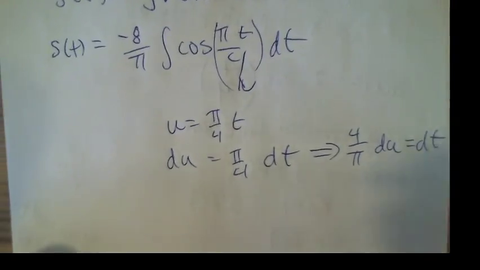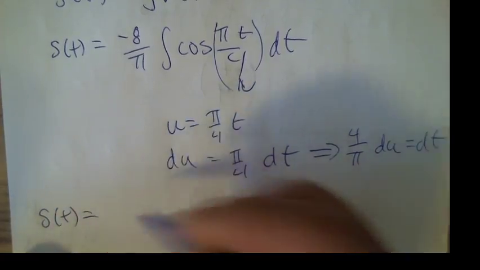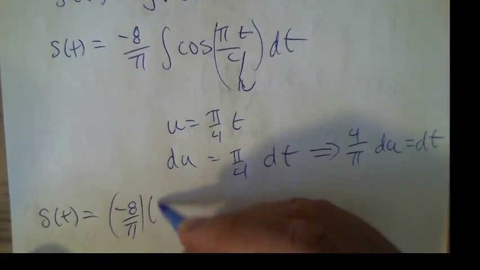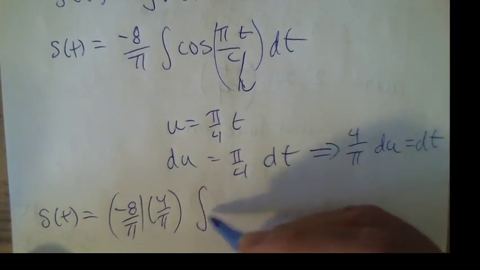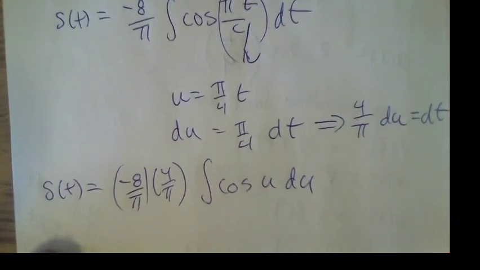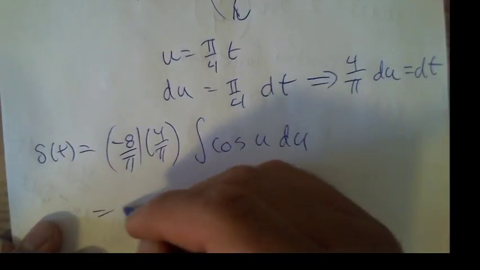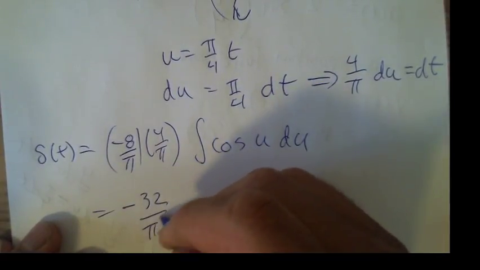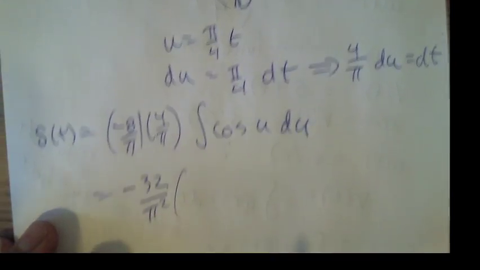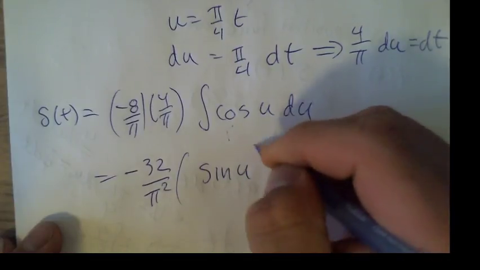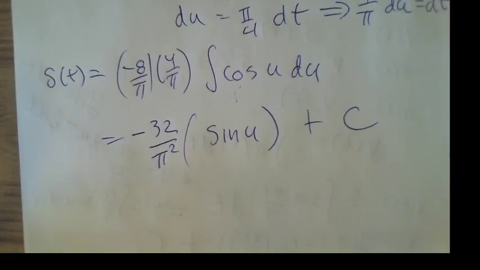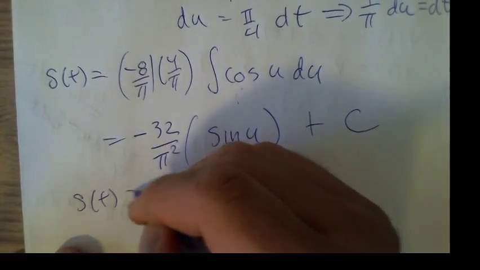So when I substitute, we're going to get negative 8 over pi times another 4 over pi cosine of u du, which means we'll get negative 32 over pi squared. And let me just take the antiderivative of this, right? Antiderivative of cosine is sine of u, and then plus C.